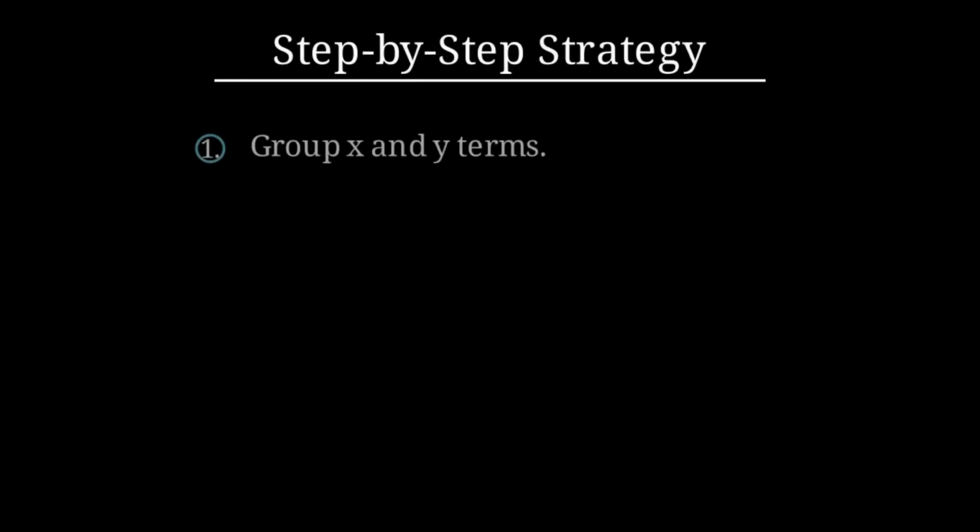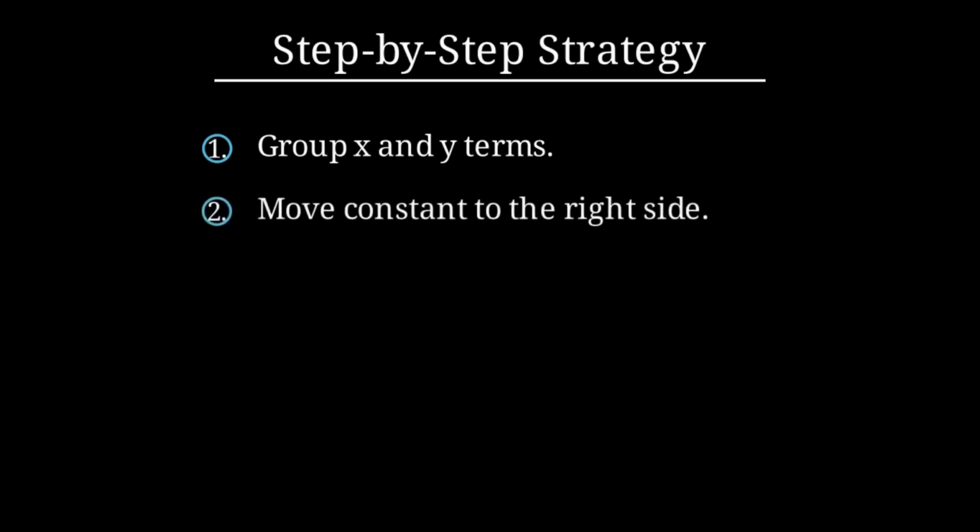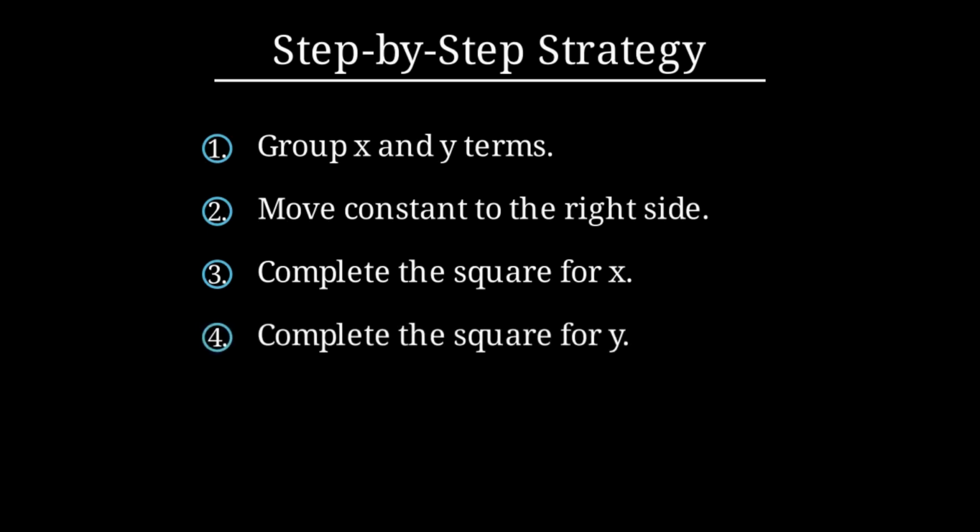We follow a systematic process. First, we organize our terms by variable. Whatever we add to the left side of the equation to complete the square, we must also add to the right side to keep the equation balanced.